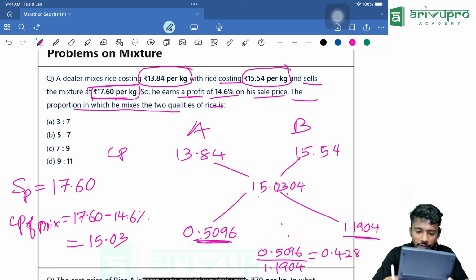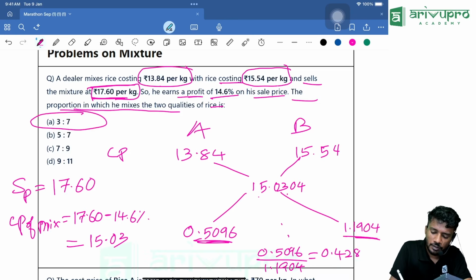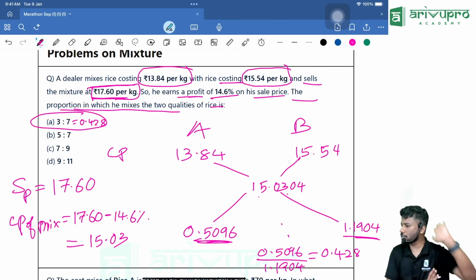Option A, 3 divided by 7 is how much? 0.428. It's equal to 0.42. Answer is option A. Easy. Yes, that is mixtures.